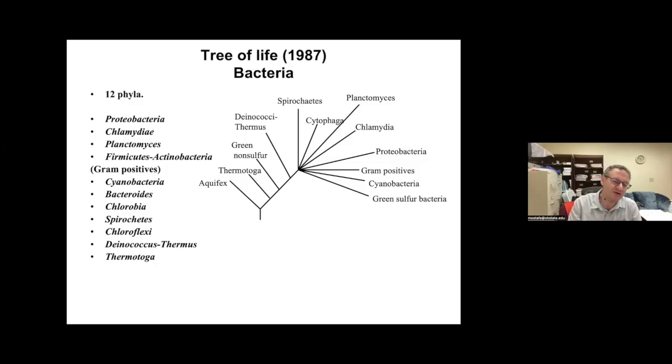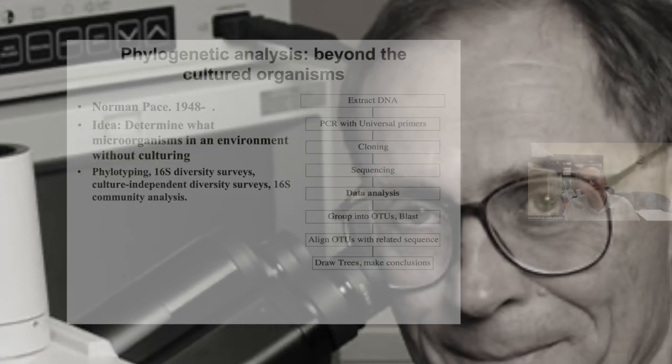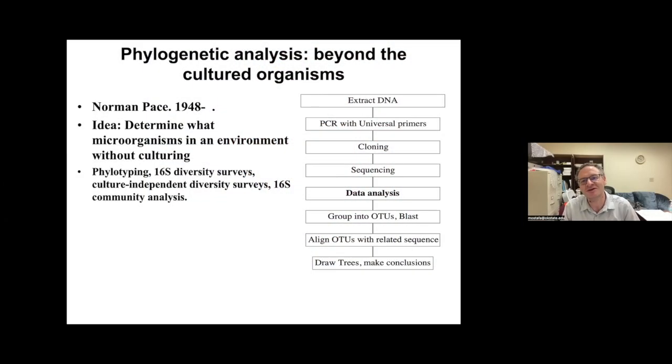This is all good. This has all been done with pure cultures. Until a scientist by the name of Norman Pace in the very early 1980s came up with a really simple, brilliant idea, which is the basis of all of the culture-independent surveys that the whole world is doing right now. He said, well, wait a minute.